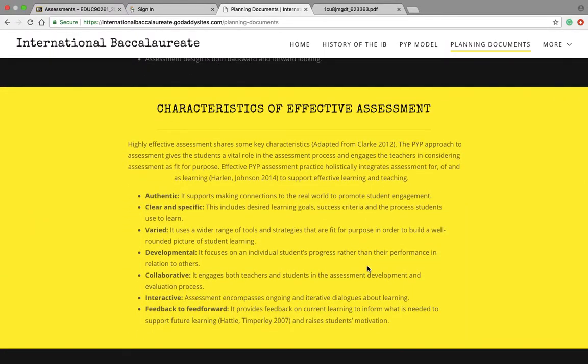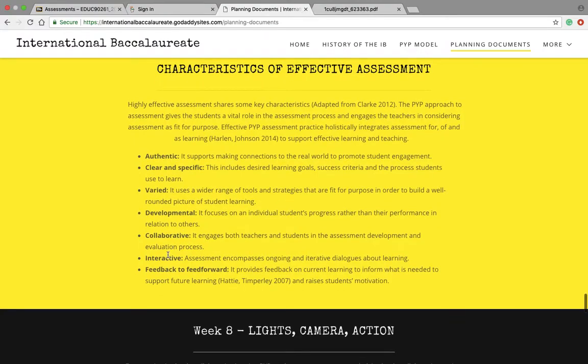The characteristics of effective assessment is mentioned by Harlan and Johnson, where they say that it needs to be holistically integrated. Therefore, it needs to be authentic, clear and specific, varied, developmental, collaborative, interactive, and consist of feedback or feed forward.